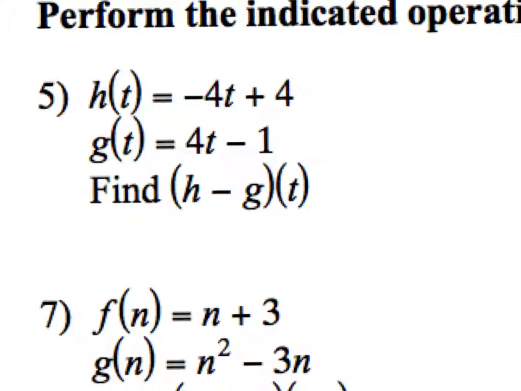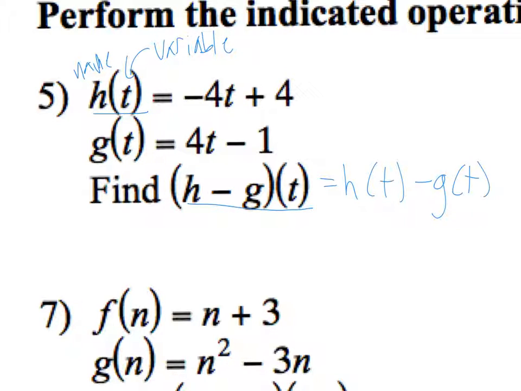Here we got to perform some function operations. We've got a function defined as h of t. Remember, that's not h times t. That's the function named h using the variable t. And we've got for h of t negative 4t plus 4. For g of t, positive 4t minus 1. H minus g of t literally means that we're taking h of t minus g of t.